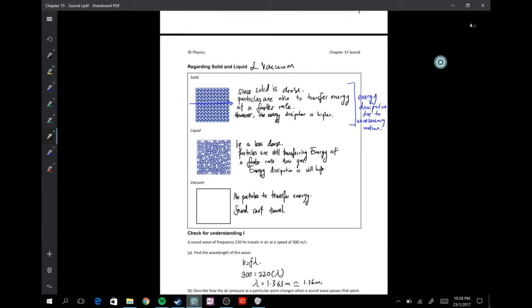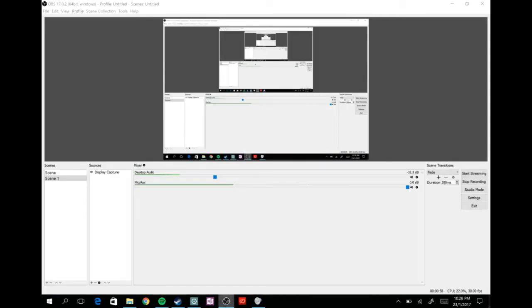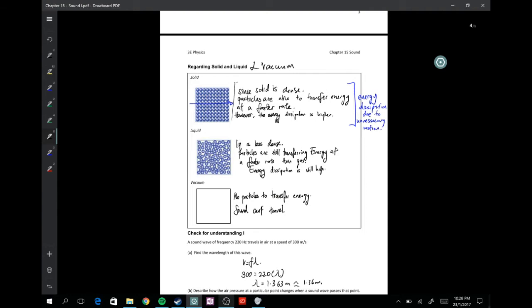Alright, since solid is dense, particles are okay. Basically I'm going to read out here first. Since solid is dense, particles are able to transfer energy at a faster rate. However, the energy dissipation is higher.